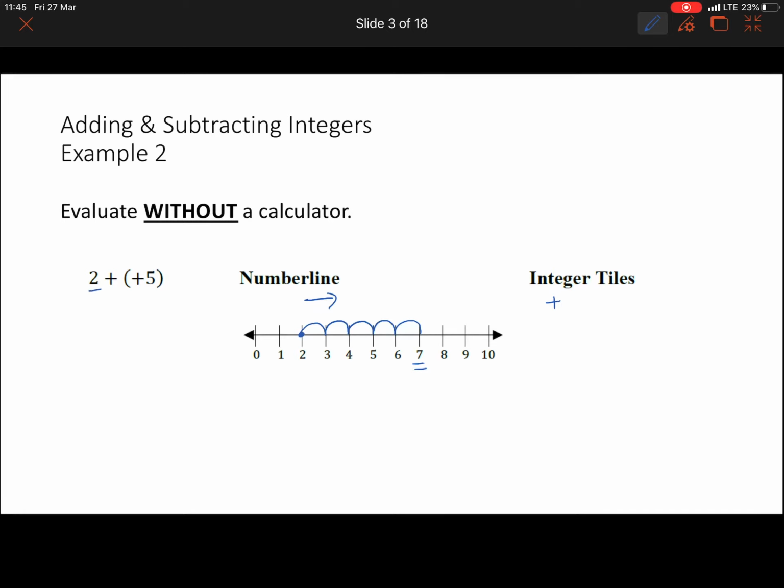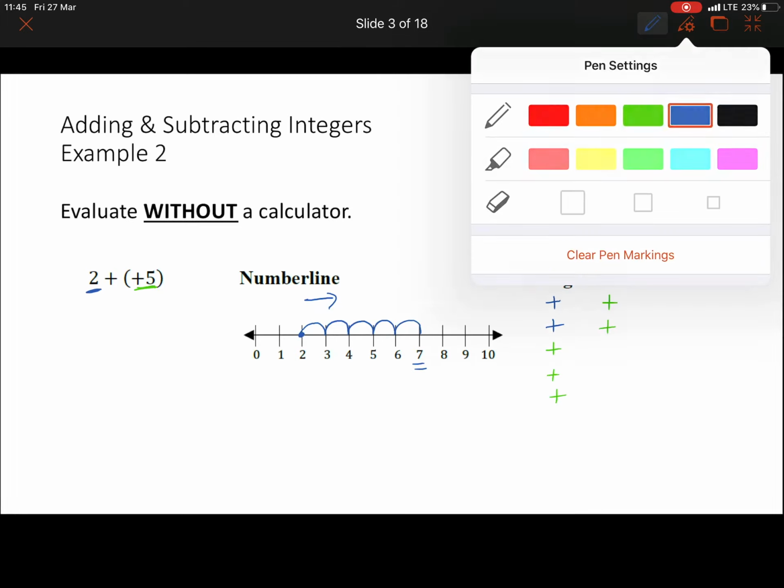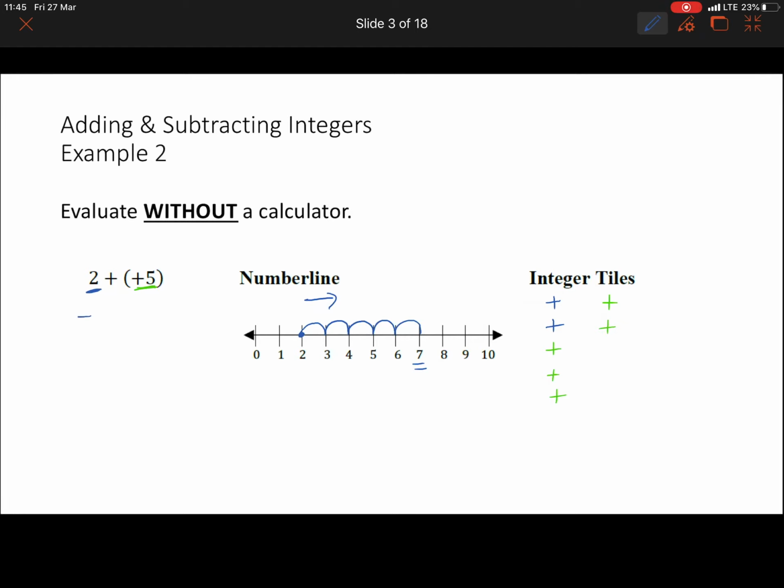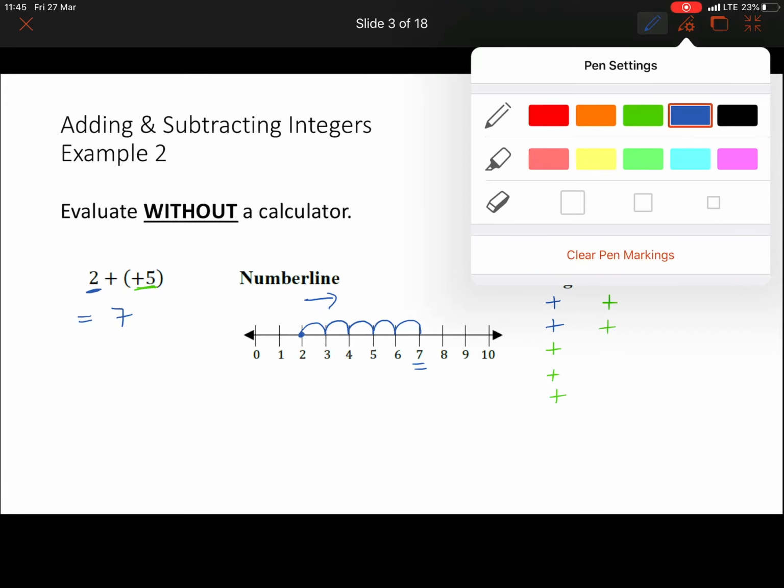For your integer tiles, 2 is a positive number, so there are 2 positives, and you're adding on 5 more positives. If you look at all your tiles together, that gives me 7 positive tiles, giving us an answer of 7.